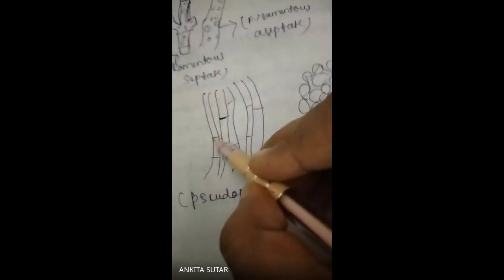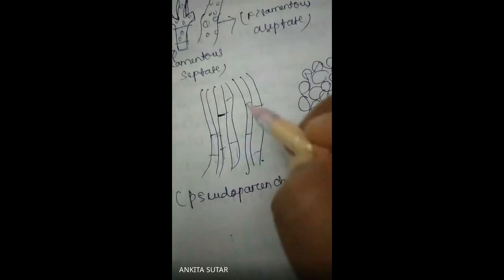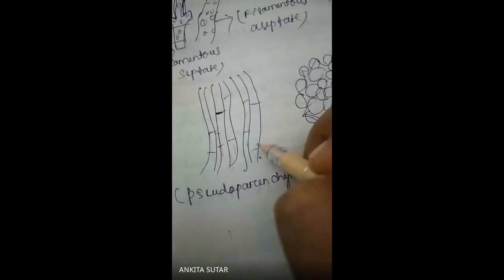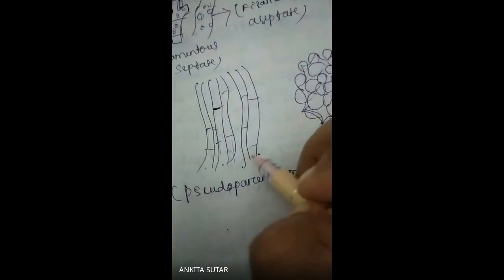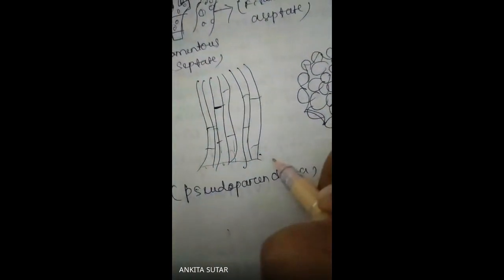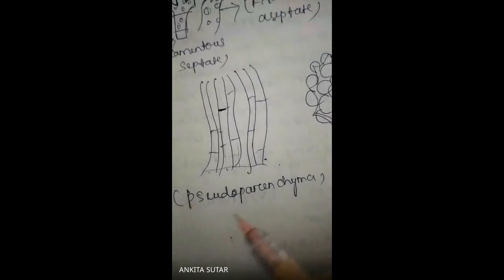But if they lie side by side, here you can see they lie side by side. Here one hypha, here one hypha, here one hypha, here also one hypha. That means after this comes this, after this comes this. They are lying side by side. That's why we can call them pseudoparenchyma. Okay.